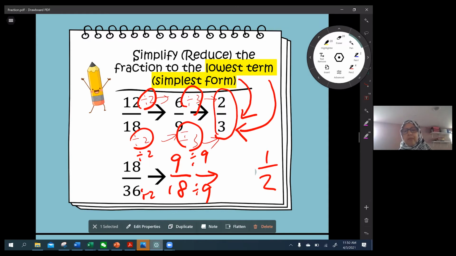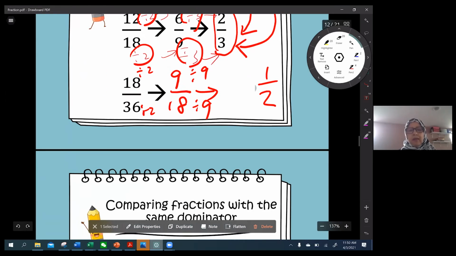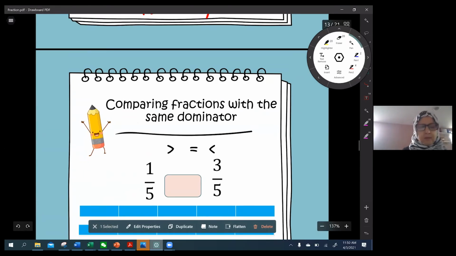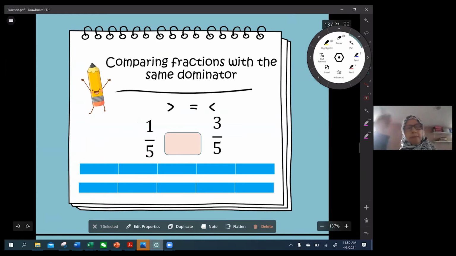Okay, so now we're going to compare fractions. We're done with the equivalent fractions. Once again, anybody has a question about equivalent fractions? No. You can do a multiplication or you can do division to get your equivalent fractions. Now we're going to compare two fractions.